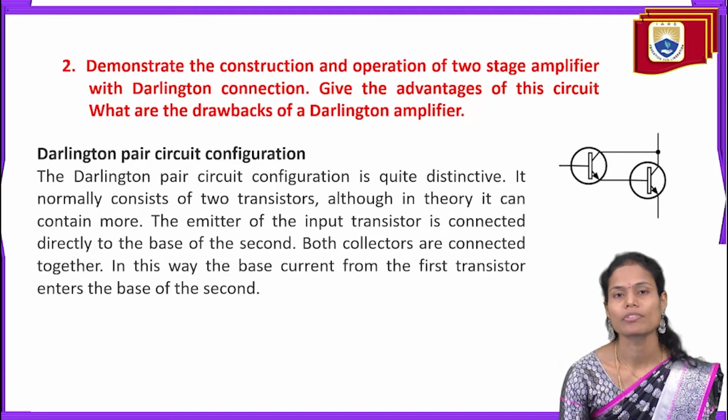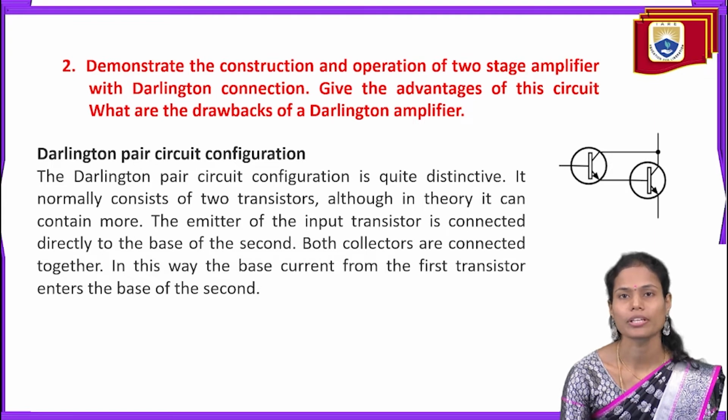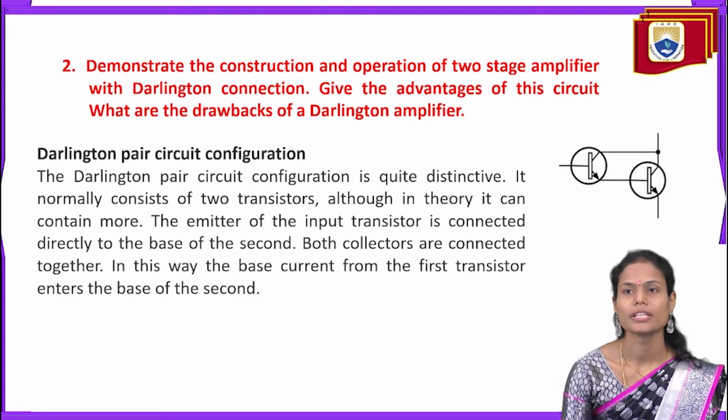And the second question in part B is: demonstrate the construction and operation of a two-stage amplifier with the Darlington connection. Give the advantages of this circuit. What are the drawbacks of the Darlington amplifier?